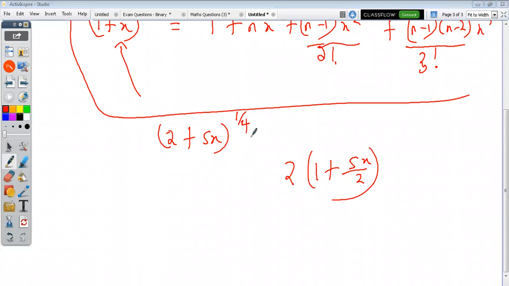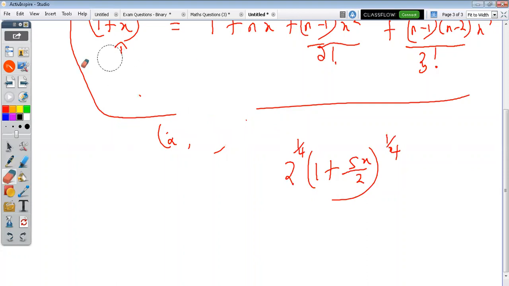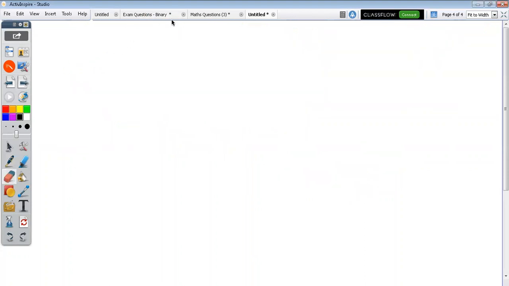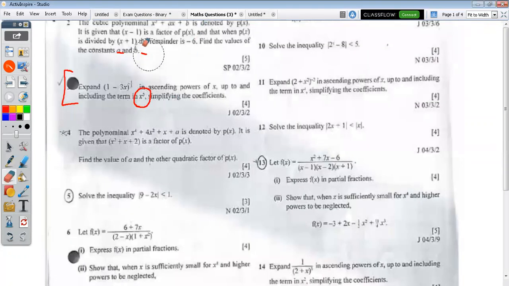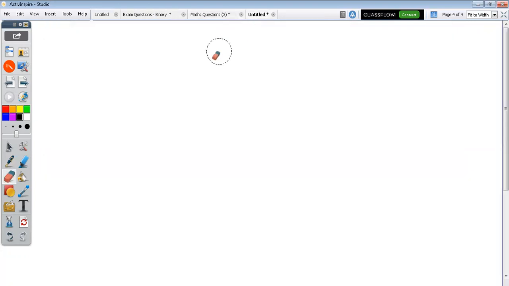Then you raise that 2 to the power of this power, to the power of a quarter here. But don't worry about that. We'll look at questions. Let's just look at the simple question. I simply wanted to show you something. So there we have 1 minus 3x to the power of a third.